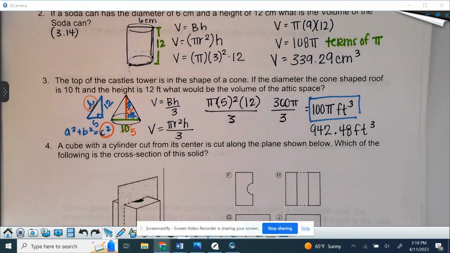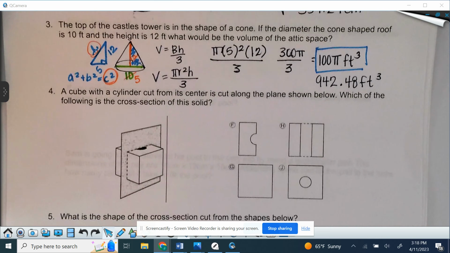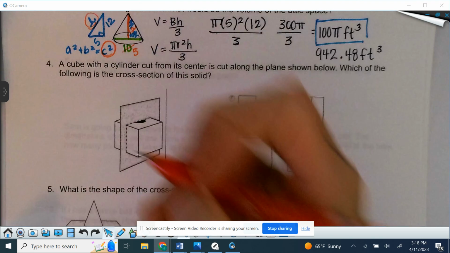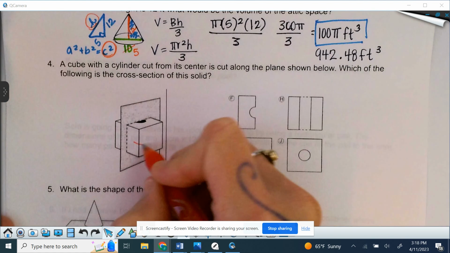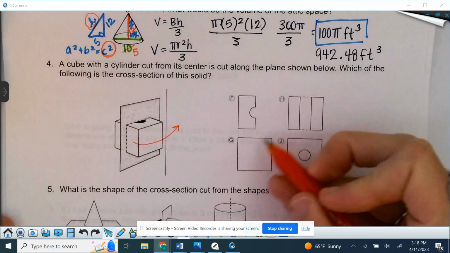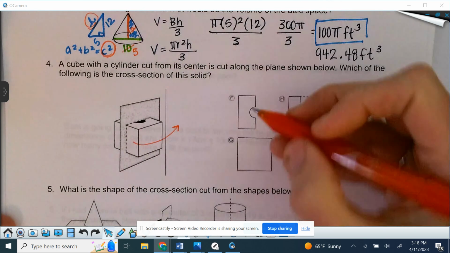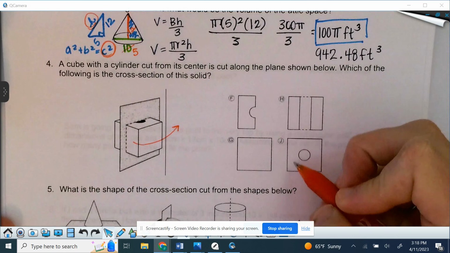All right, a cube with a cylinder cut from the center is cut along the plane shown below. Which of the following is the cross section of this solid? So because it goes this way, the idea that you're thinking is, when I fold this out and look at its face at that point, would I have a flat square? Would I have a square with a circle? Or a half circle, sorry, a hemisphere. I'm sorry, half circle. Hemisphere would be half of a sphere.